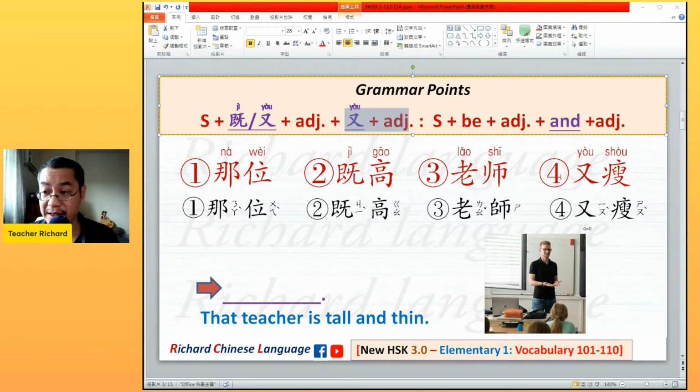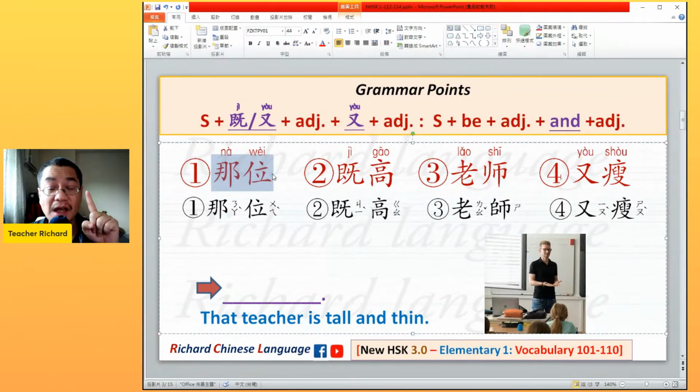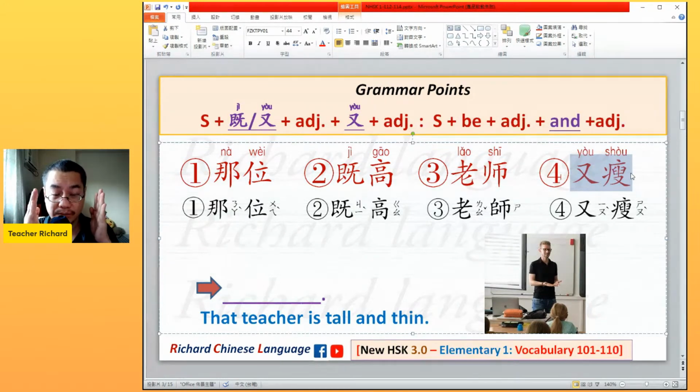So let's do this quiz together. 那位. 那 means that. 位 is a polite measure word for a human being, for a person. 那位 is more polite than 个 when you want to describe a person with a measure word. 那位老师既高又瘦, teacher, thin. What's the answer?